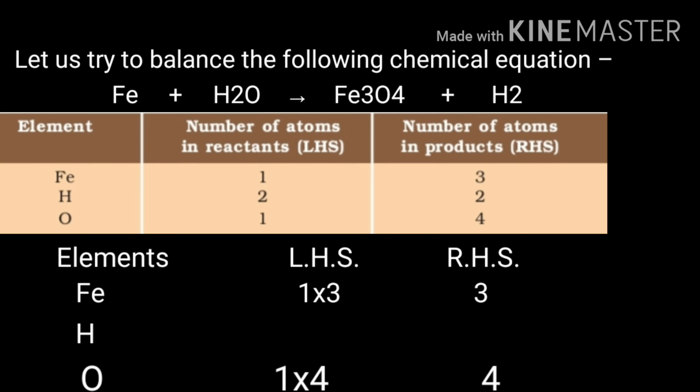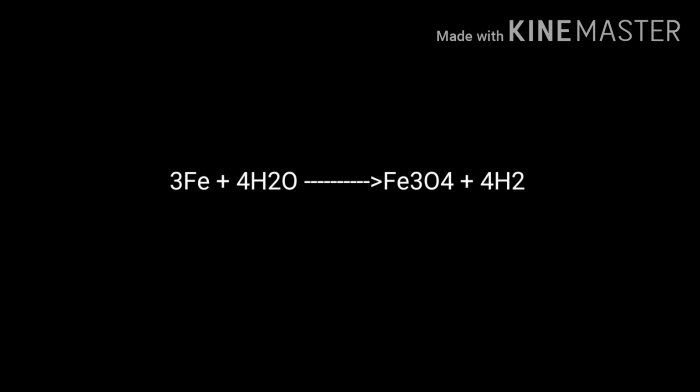Now we can see that the number of oxygen is unbalanced. Multiply it by 4 on the left hand side. This way the number of oxygen will also be balanced. Now only the number of hydrogen is unbalanced, as while balancing oxygen and iron we unbalanced the number of hydrogen. So we can balance it by multiplying by 4 on both sides. This way the number of hydrogen will also be balanced. This way the reaction becomes 3Fe plus 4H2O on the reactant side and Fe3O4 plus 4H2 on the product side. Now the reaction is balanced.